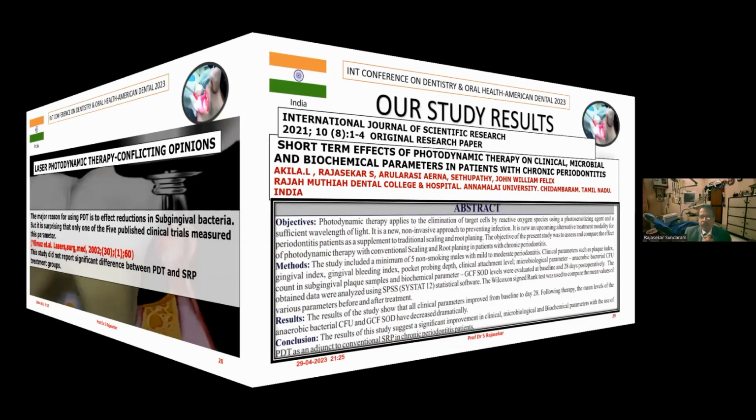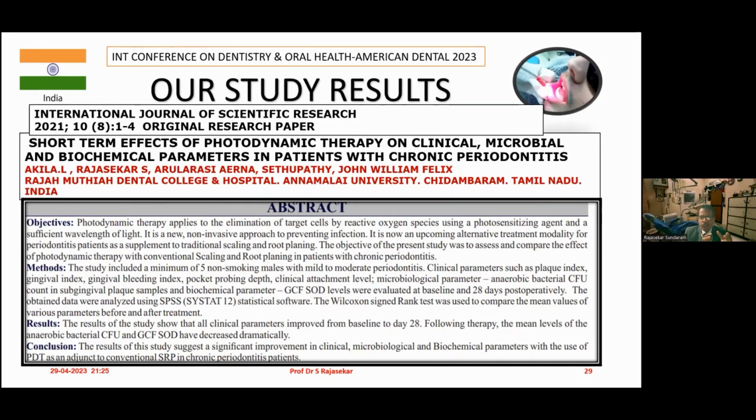We have published one of our studies using this laser and photodynamic therapy in an international journal. And in this study, we found that the photodynamic therapy not only effectively reduced the subgingival bacteria, but also there was improvement in clinical and biochemical parameters compared to the conventional methods.